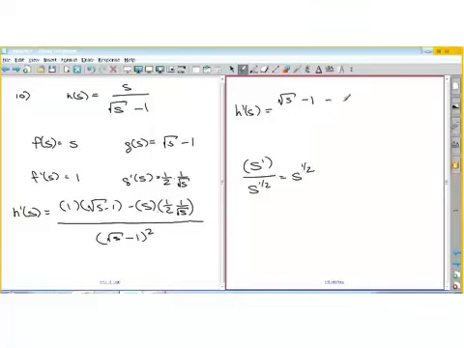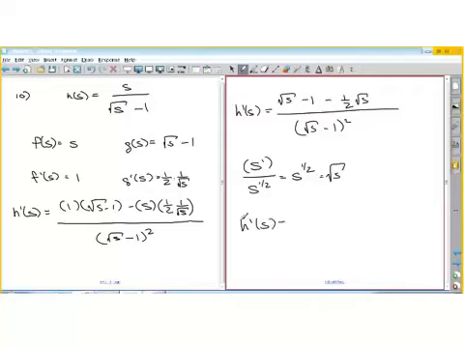So this becomes negative 1/2, which s to the 1/2 power is the square root of s. So you get the square root of s, whole thing divided by the square root of s minus 1 squared. So we can combine these two. We'll get 1/2 times the square root of s minus 1 divided by the square root of s minus 1 quantity squared.